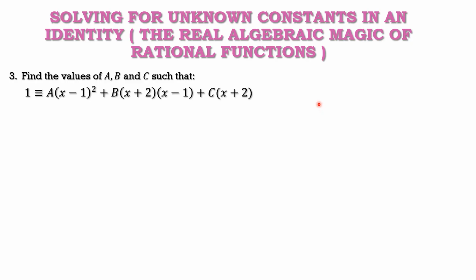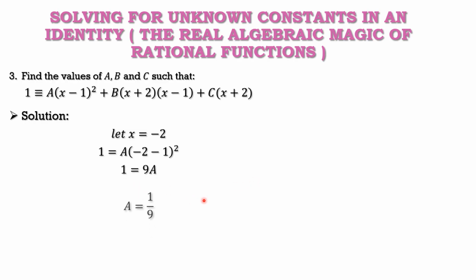So now let's move to example 3. In example 3 here too, we can also apply the same principle to find the values of the constants a, b, and c. So here let x be minus 2. So x being minus 2 implies that I want to cover up c and b to find a. So here I'm going to get 1 equal to a times minus 2 minus 1 all squared. That will give us 1 equal to 9a, and my a will be 1 over 9.